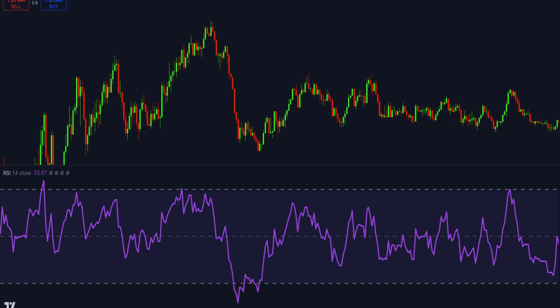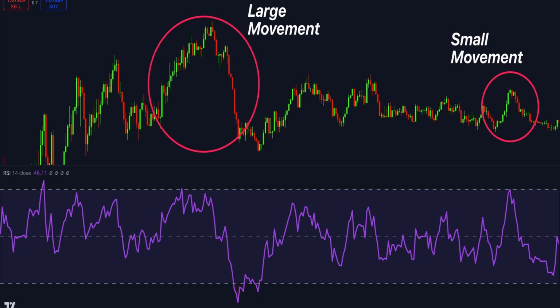If we look at the RSI, you will see it can sometimes reach the overbought and oversold regions with almost no movement in the market, and then other times it takes a lot of large candles in one direction to reach these zones. Why does this happen?